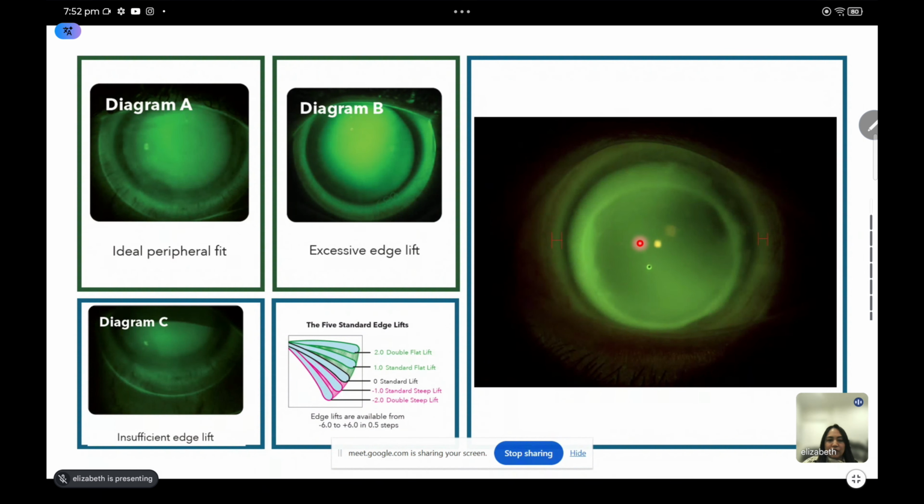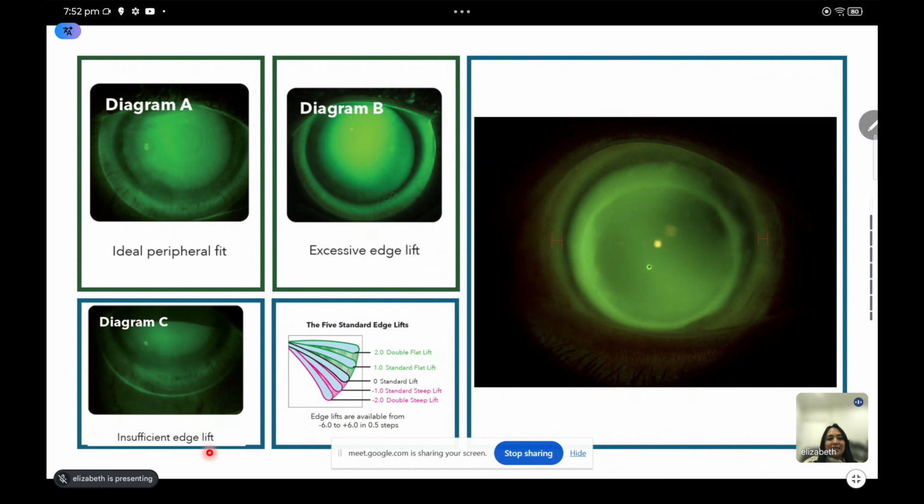But if it didn't look this good, say for example, we had excessive edge lift, meaning that there was too much fluorescein. Can you see here all the way around the limbus? That band of fluorescein here is more than 1 millimeter. Then you could easily adjust the edge lift. If it is an excessive edge lift, you would basically ask them to decrease the edge lift for you. So depending on how much fluorescein you see here, you could ask for either a -1 standard steep lift or decrease. You can either say decrease the edge lift or make the edge lift steeper, meaning that you want to get rid of some of this fluorescein.